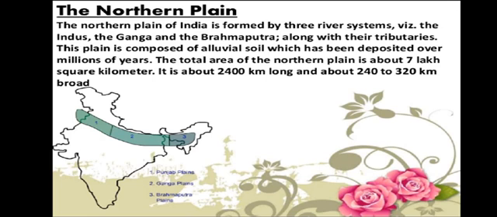The northern plains consist of alluvial soil deposited over millions of years, and it is very fertile. The total area of northern plain is about 7 lakh square kilometer. It is about 2400 kilometer long, and what is the width? 240 to 320 kilometer broad. It basically, on the screen you can see, it is divided into three parts. One is Punjab Plains, second Ganga Plains, and third is Brahmaputra.